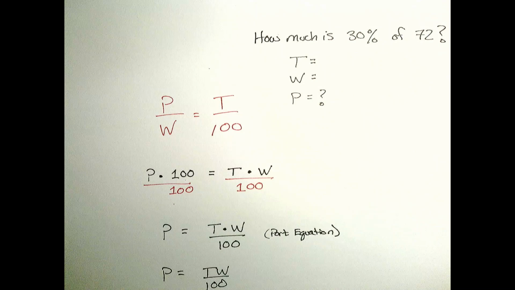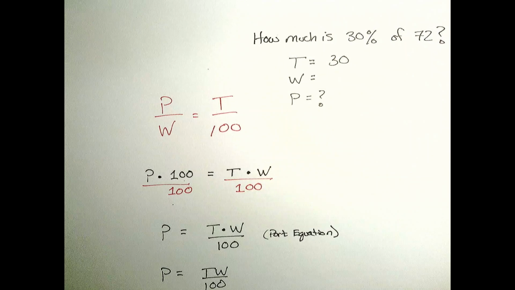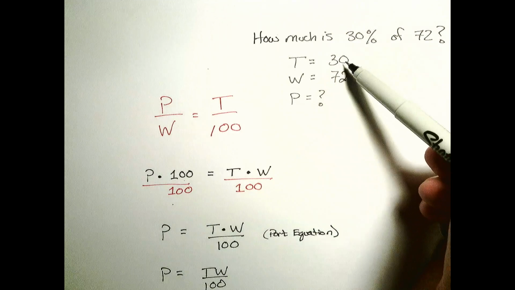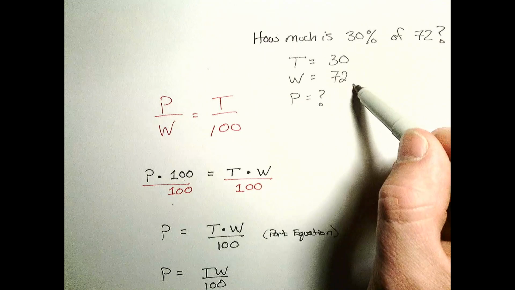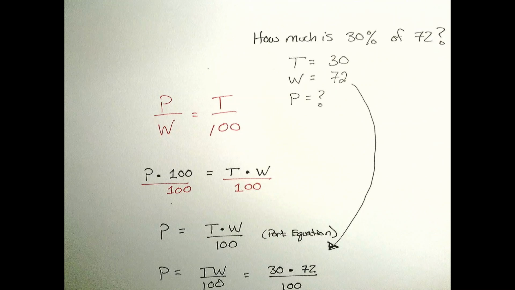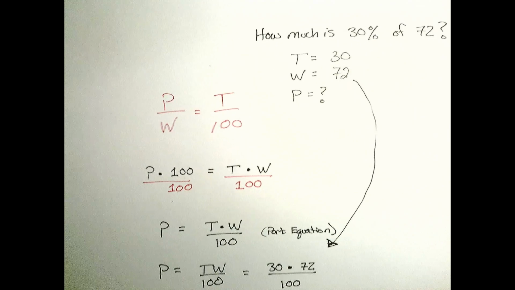What is my percent in this problem? 30. And what is my whole? 72. So I know my T, I know my W. I plug those numbers in down here. So that equals 30 times 72 divided by 100. That's pretty easy. Well, then you have to simplify it.